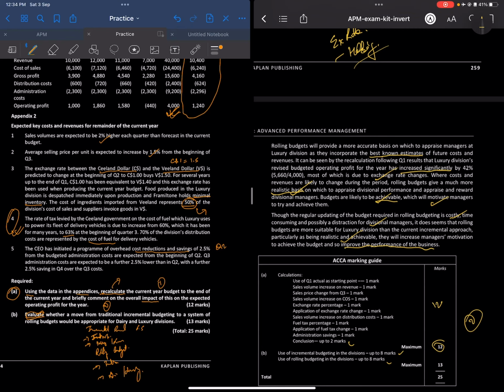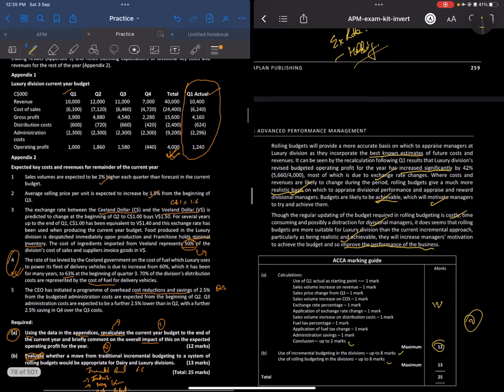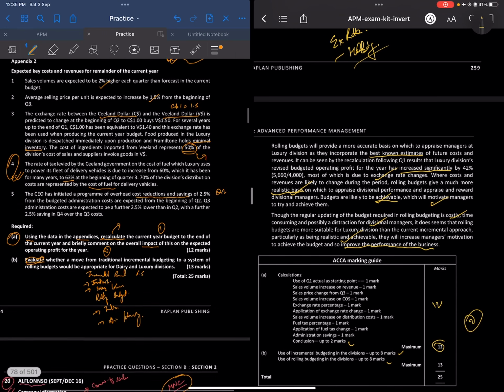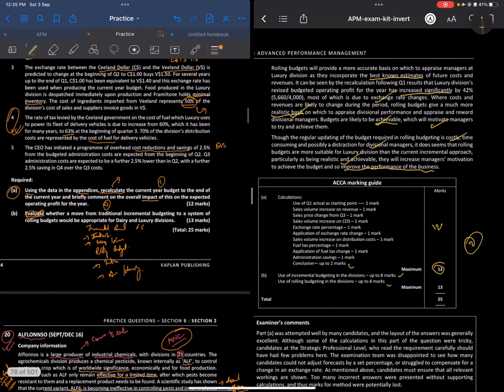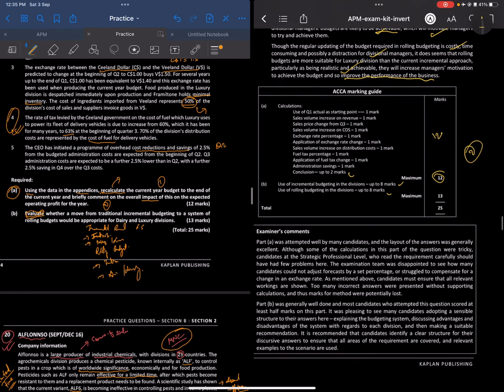Not suboptimal performance because they were demotivated by this budgeting system, which was a demotivator for them because they could not influence it. That's why they could not hit the target, which means no bonus, right? They could not meet the budget, that means they were not awarded their beloved bonus, right?